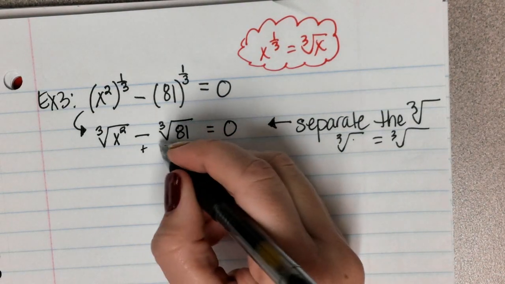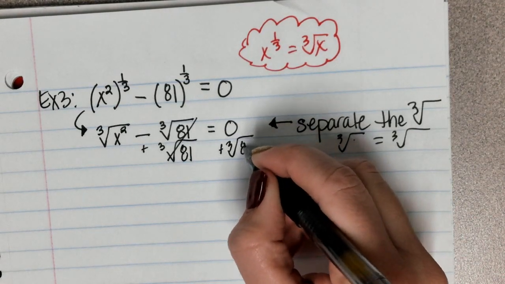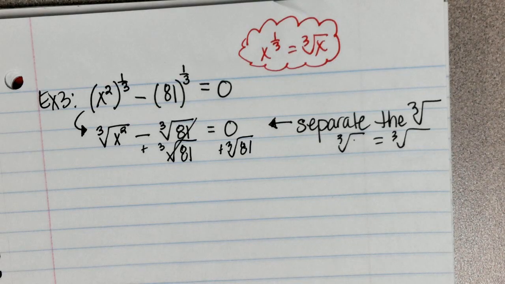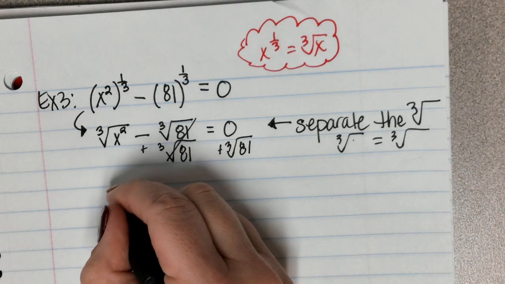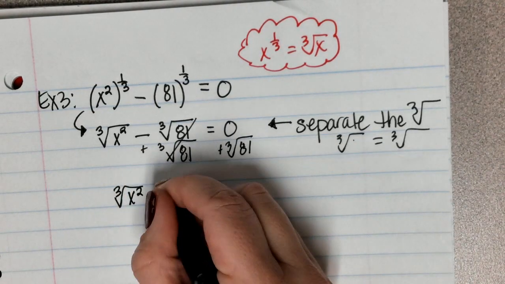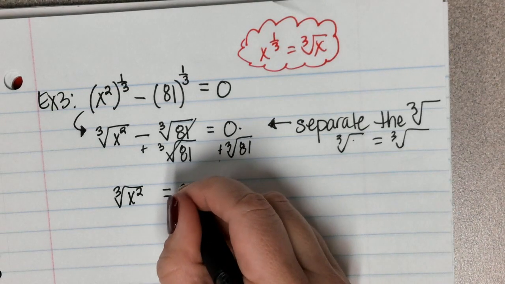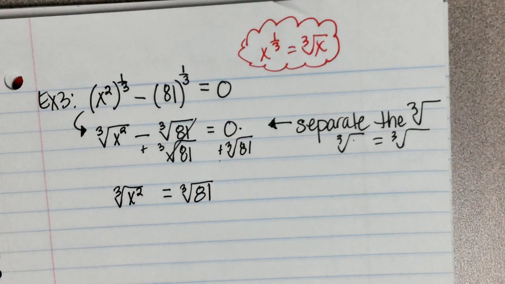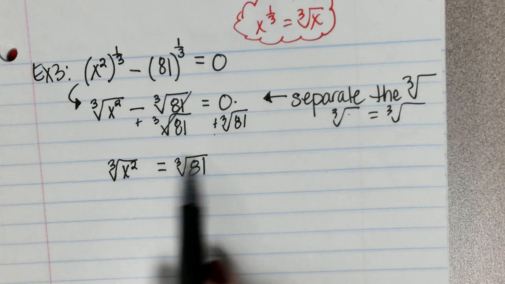So why don't we add this one? That'll be easier, right? Plus cube root of 81. What people want to do is they want to get ahead of themselves and start cubing. You can't do that until you have at least one of these by itself. So now we're looking at cube root of x squared equal sign, and then 0 plus cube root of 81. It's just cube root of 81. Okay. Now I got cube roots by themselves.